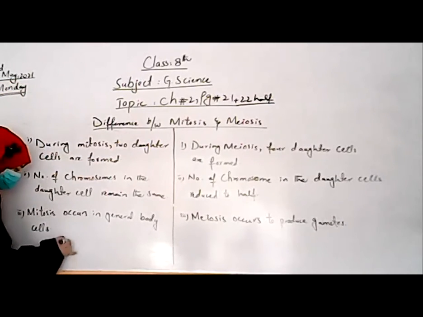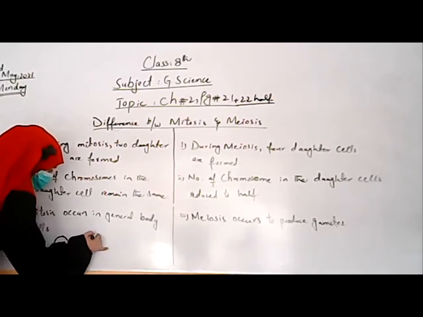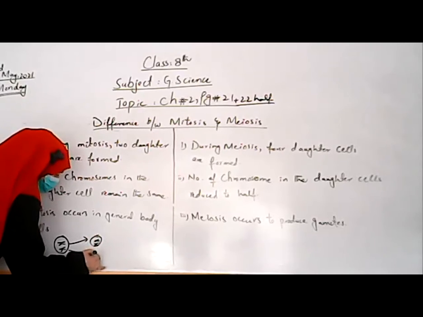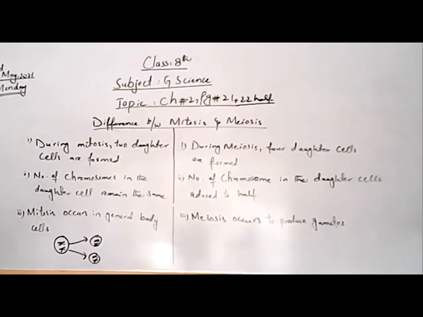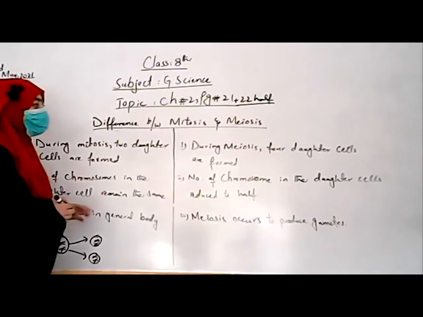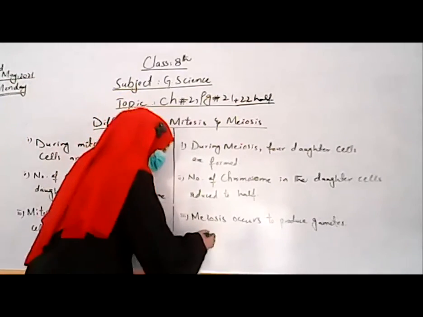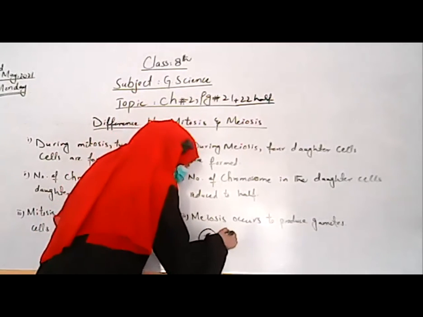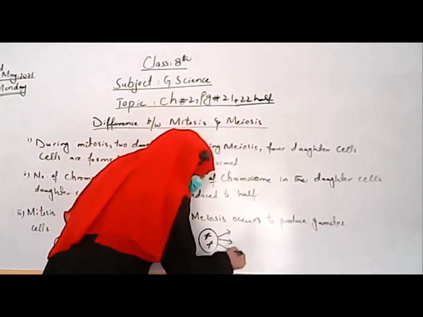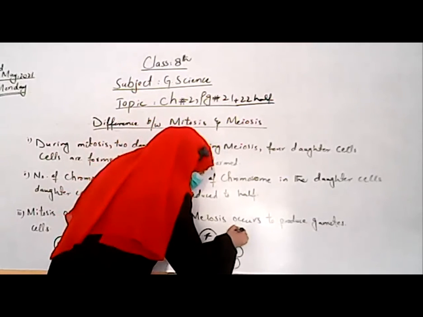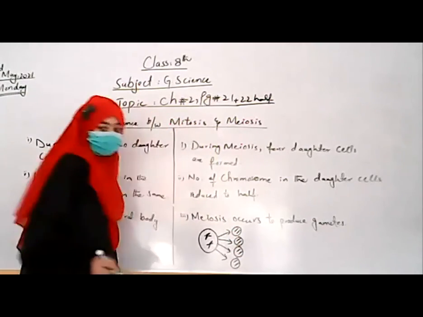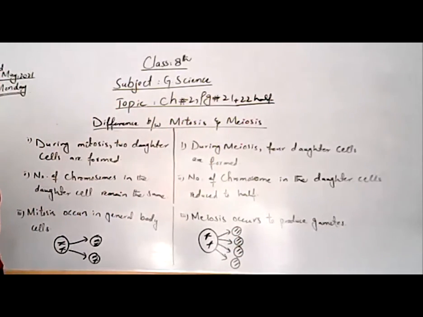Just like one parent cell, and it forms through different phases, it forms 2 daughter cells with the same number of chromosomes. Okay, but during meiosis, 4 daughter cells are formed. One parent cell divides and it forms 4 daughter cells with half the number of chromosomes.